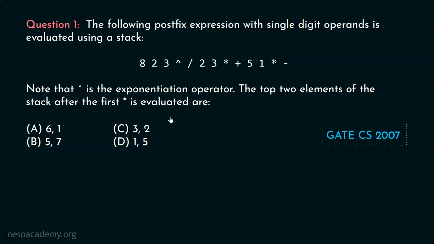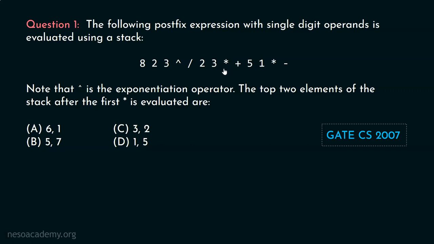First, let's try to understand this problem very carefully. Here we have the postfix expression and we have to evaluate this expression up to this point. This is given in the question. And this expression must be evaluated with the help of a stack. Why is that so? Why can't we just simply go ahead and evaluate this expression? Because the question says that we need the top two elements of the stack after the first star is evaluated. That is why it is important to consider a stack in order to see the top two elements of the stack after the first star is evaluated.